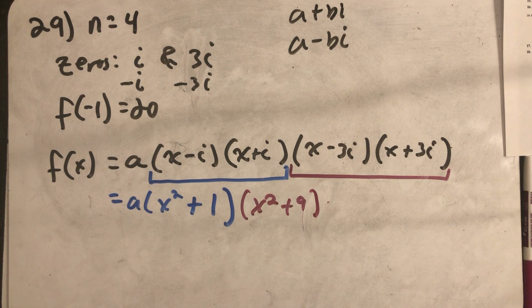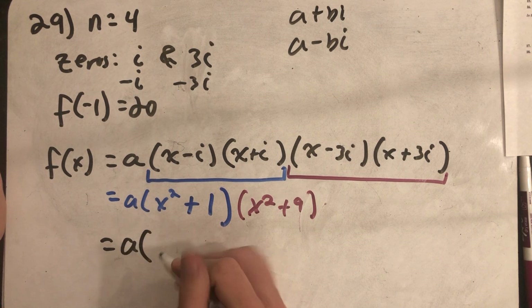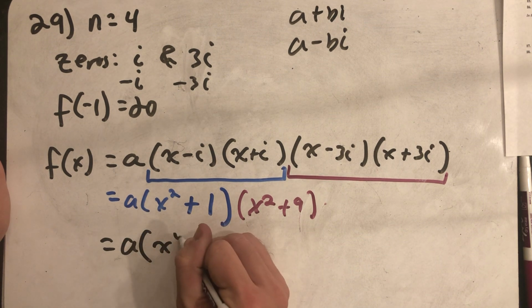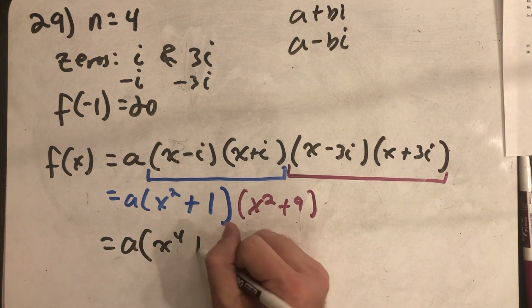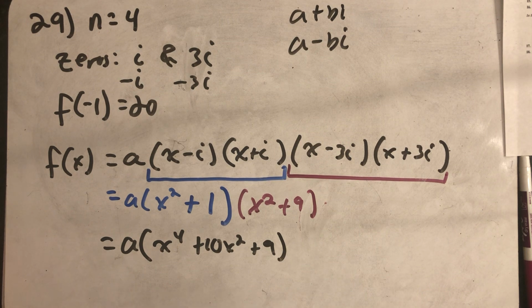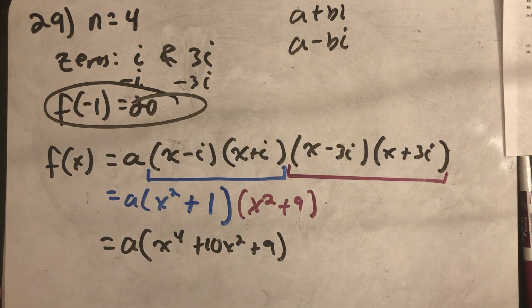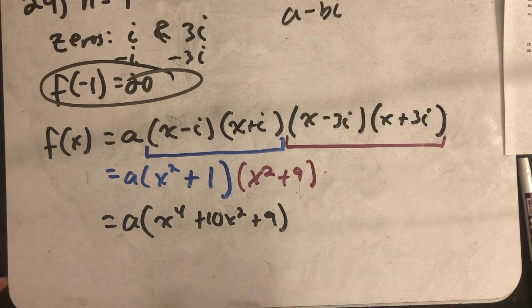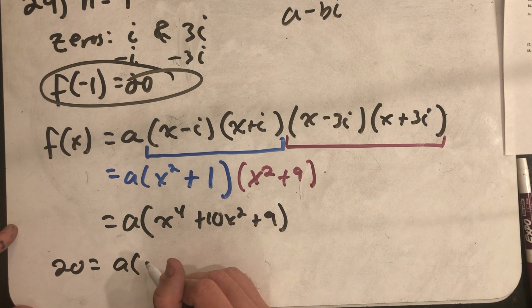All right, well, I can't help myself. Let's go on and multiply these two things together. x squared times x squared is x to the fourth. Plus 9x squared and one more x squared, I get 10x squared plus 9. Now all I have to do is figure out what a is. And the only bit of information I haven't used yet is that f of minus 1 is equal to 20. So y is equal to 20 when x is minus 1.